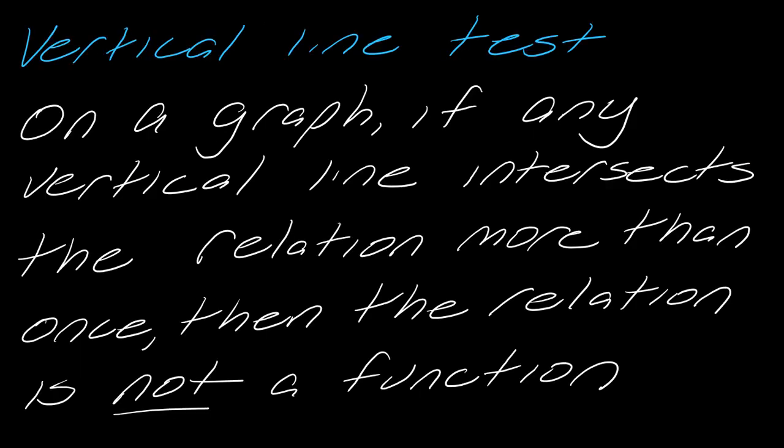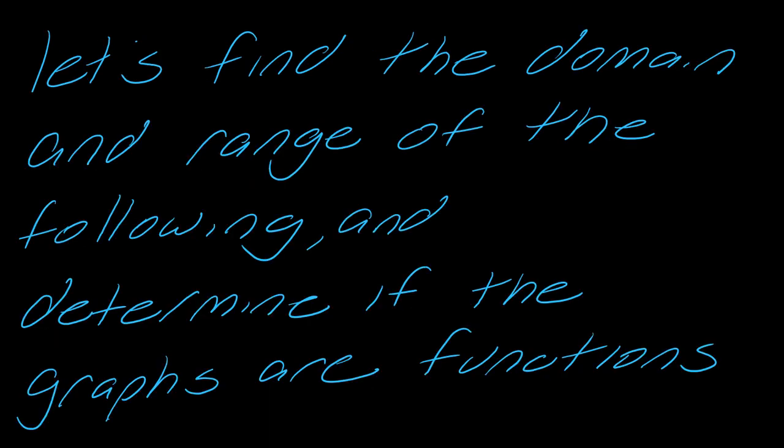Now, another way to determine if you have a function is by using the vertical line test. On a graph, if any vertical line intersects the relation more than once, then the relation is not a function. So what does that mean? Well, I'm going to show you a set of examples where we're going to find the domain and range, and then we're also going to determine if the graphs are functions.